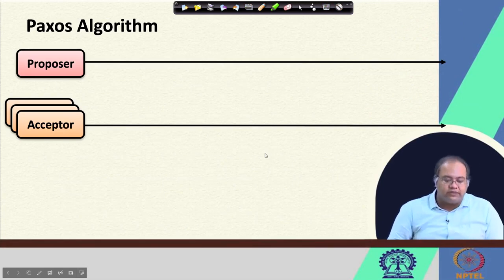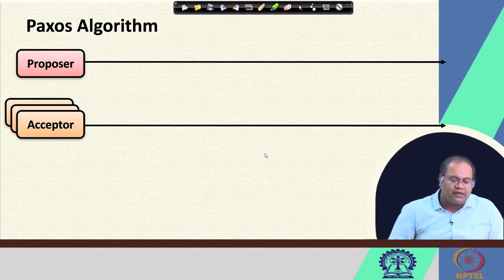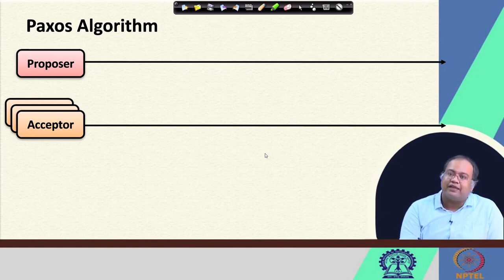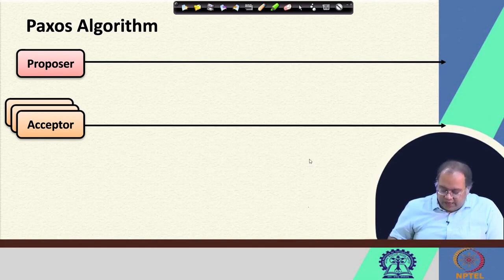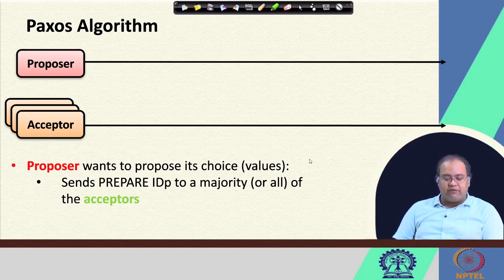Now, let us see how Paxos works. We consider a single proposer initially, and assume that we have a single proposer and multiple acceptors. So, assume there are 3 acceptors, that means 2 is the majority. So, Paxos starts in this way. In Paxos, the proposer wants to propose its choice, which we call the value. Now, to propose that value, the proposer sends a prepare message with a certain ID to a majority or all of the acceptors.